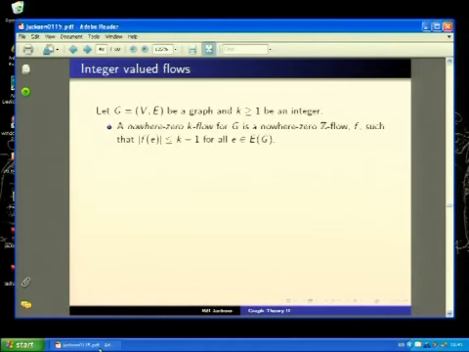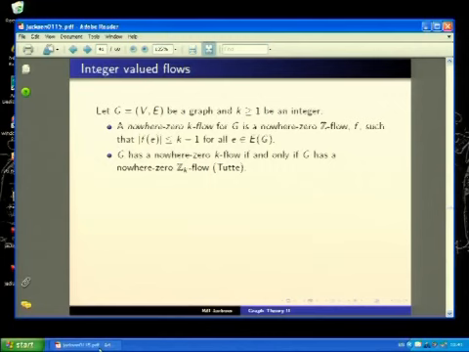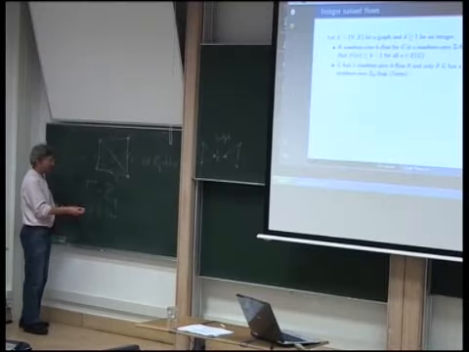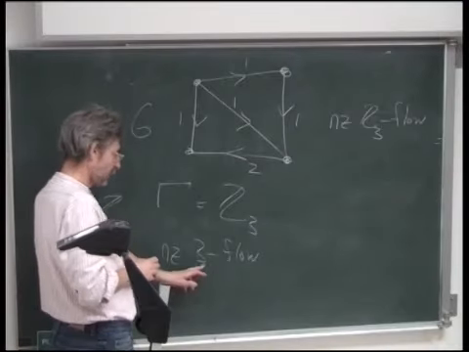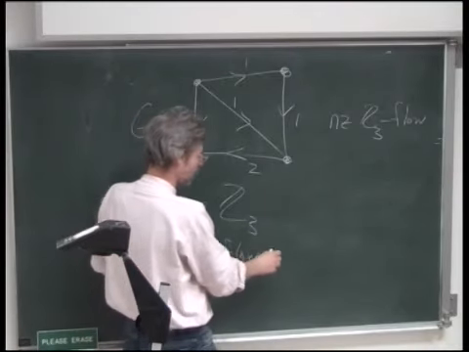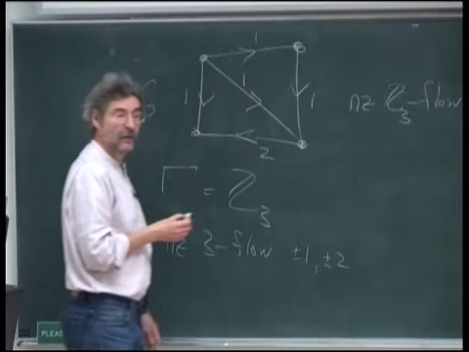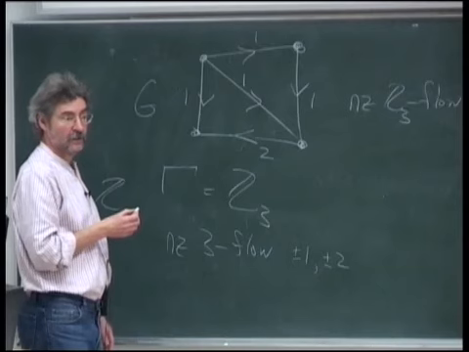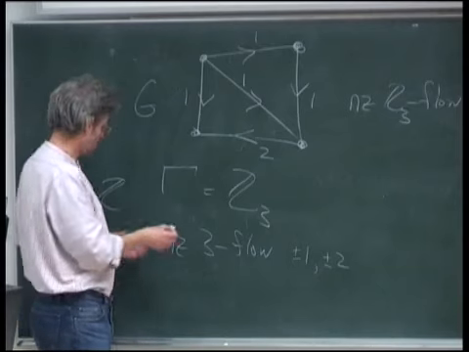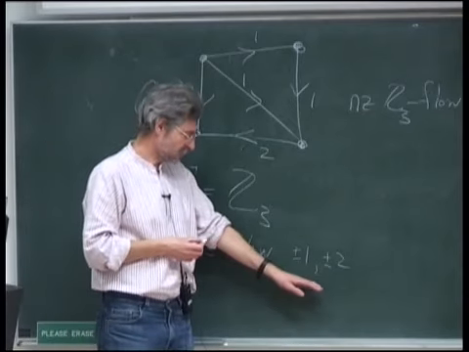We can also look at integer valued flows. So for an integer valued flow, for a nowhere zero 3 flow, our group would be the integers Z. For a 3 flow, we could only use plus or minus 1 or plus or minus 2. So now we're restricting ourselves to using only some of the elements of the group.